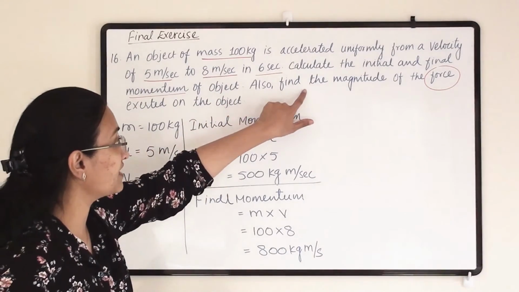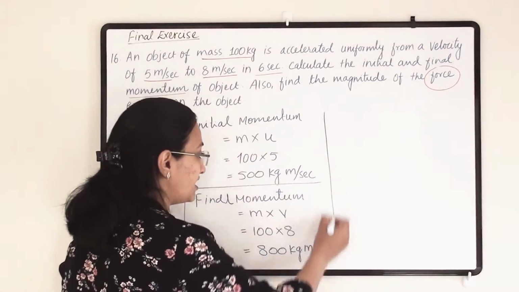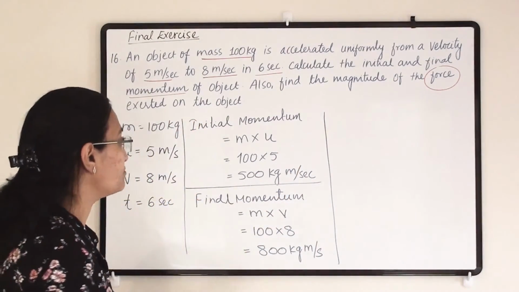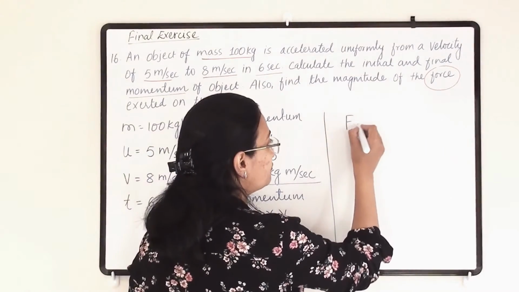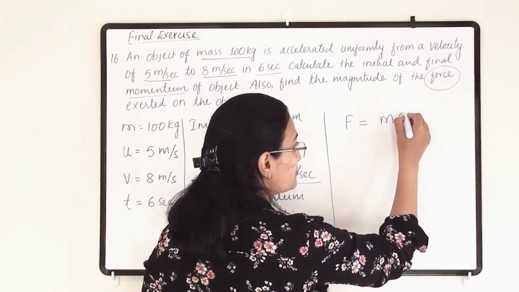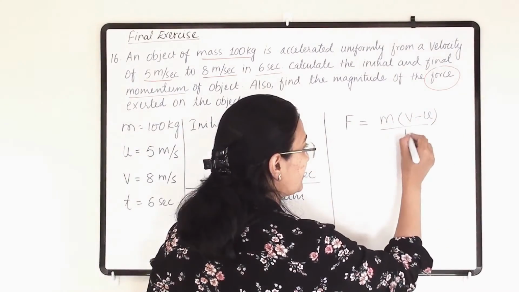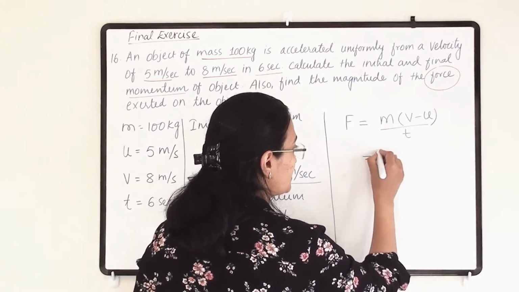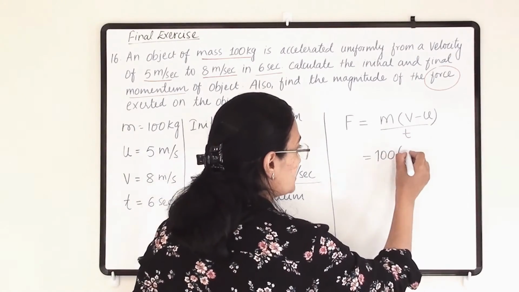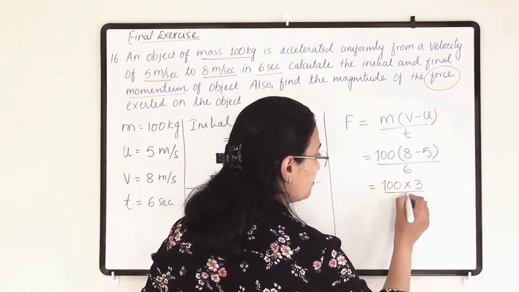Now we have to find out the magnitude of force. That means we have to find out force, that is, how much force is exerted on the object. So what is the formula of the force? F equals m into difference in velocity. So final velocity minus initial velocity divided by t. So m is 100, v is 8, u is 5, divided by t is 6. So here 100 into 3 divided by 6.